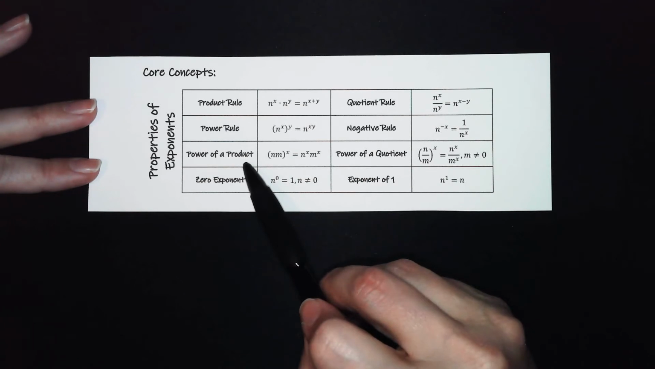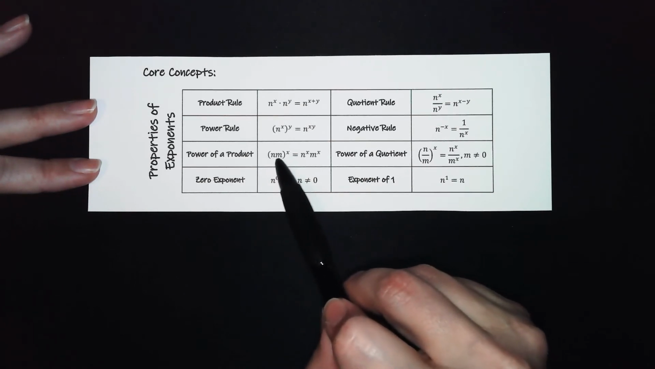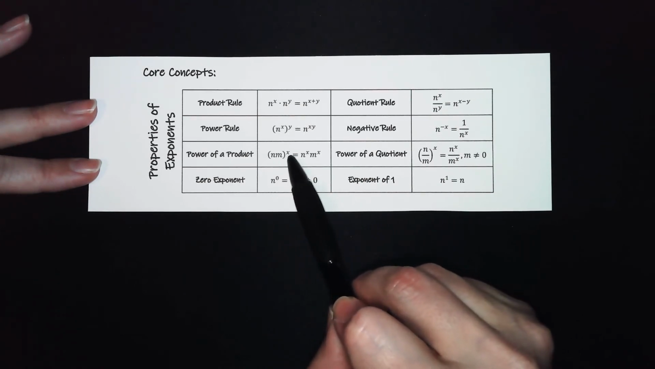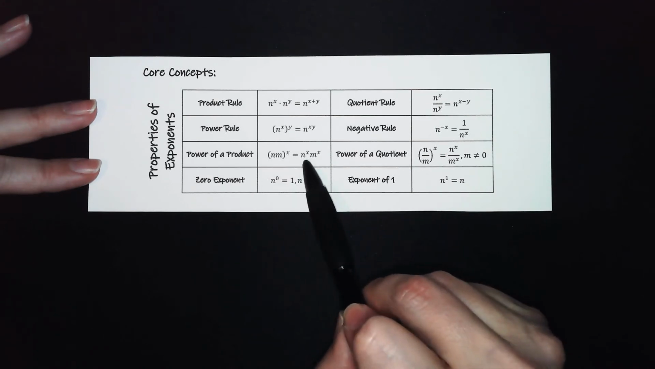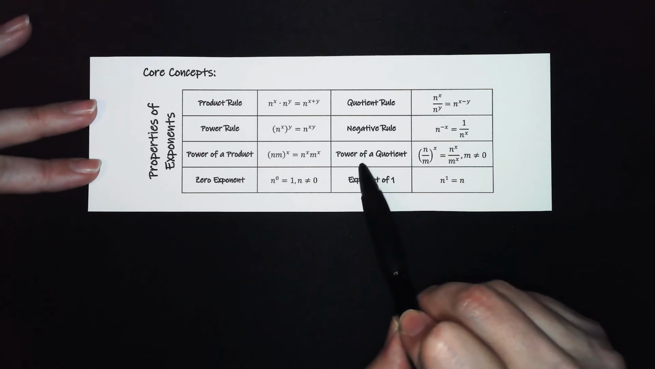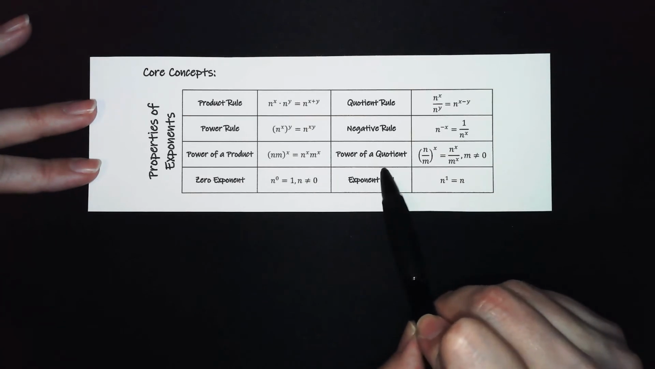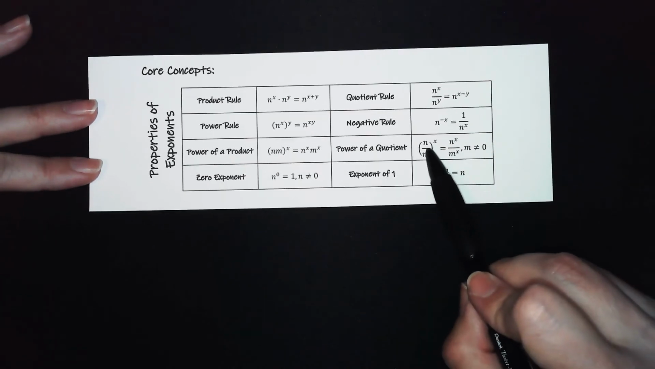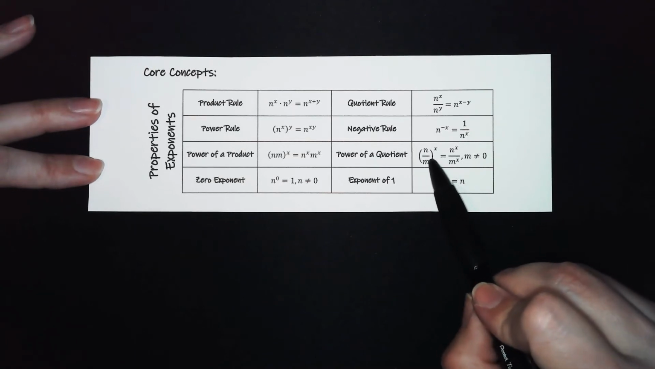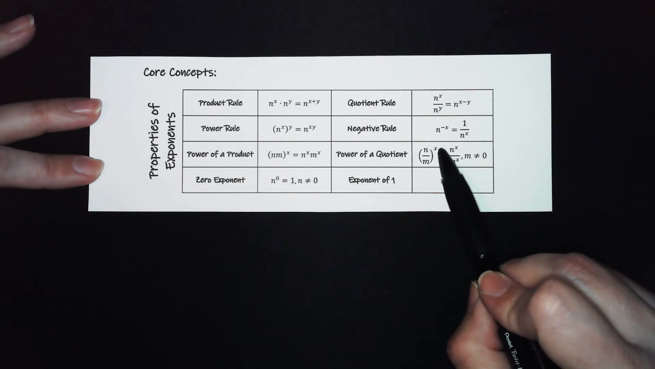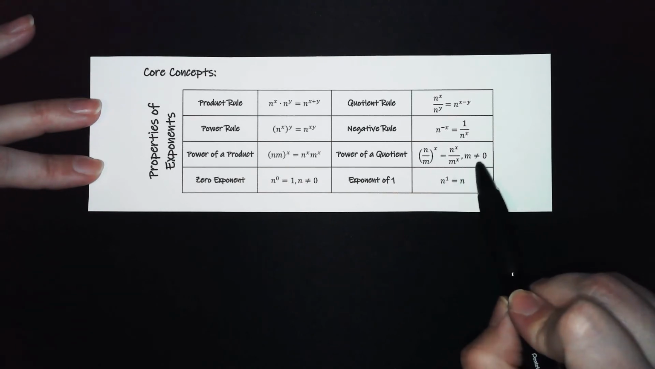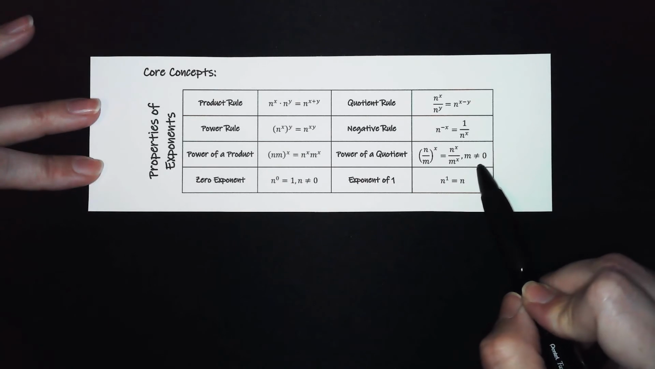Power of a product. So this is saying I have 2 things multiplied together and all of that is taken to a power. Well, I just have to take each thing inside to that power. Power of a quotient, same thing. So even though this is a quotient here, all of it is taken to a power, so I need to take the numerator to that power, and the denominator to that power. And obviously, the denominator cannot be 0, or you can't have a fraction there.